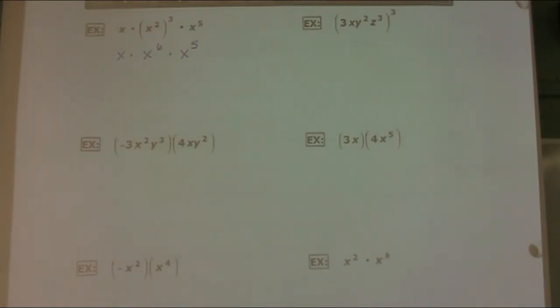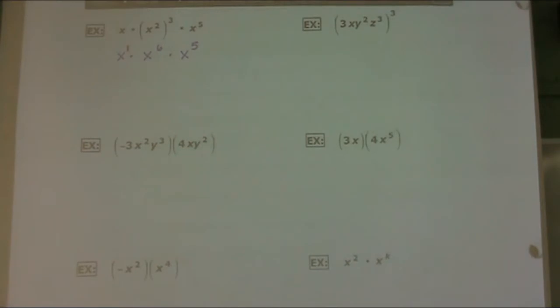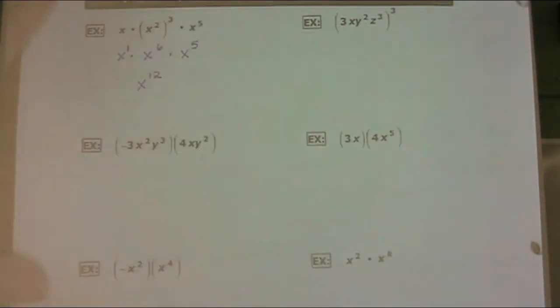And with my product rule, I'm going to add up my exponents. Here's the mistake most commonly made: students say, oh, I have 6 plus 5, that gives me x to the 11th. No, this is x to the 12th, and here's why. This x has a power of 1 that you don't see. So 1 plus 6 plus 5 is 12, and this will give you x to the 12th.